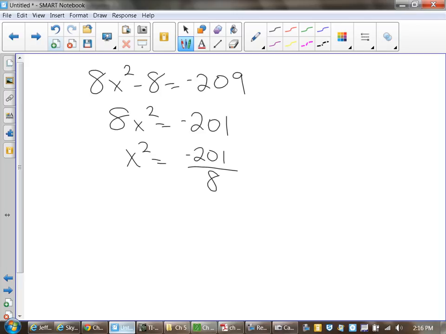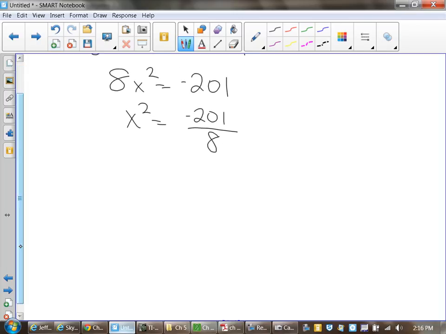Now you take the square root. So when you take the square root of both sides here, you get x is going to equal plus or minus the square root of negative 201 divided by the square root of 8. Remember, anytime I have a fraction, I'm taking the square root of it. I'm rewriting it as the square root of the numerator and the square root of the denominator, because one or both of them might be able to be simplified before I go any further.